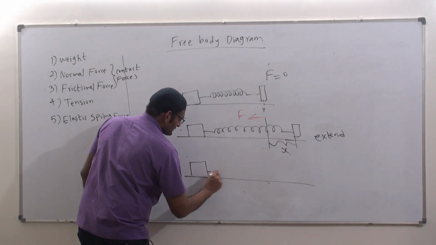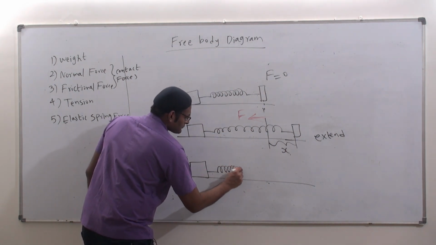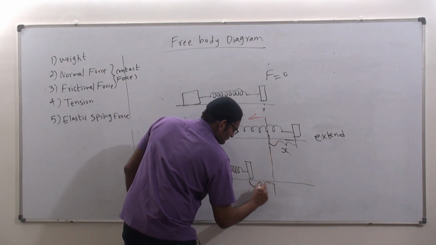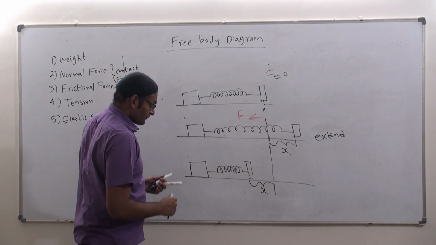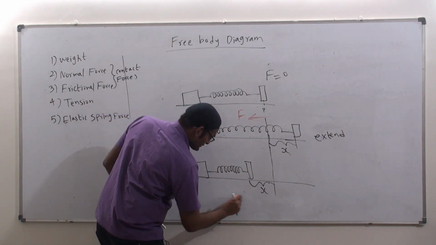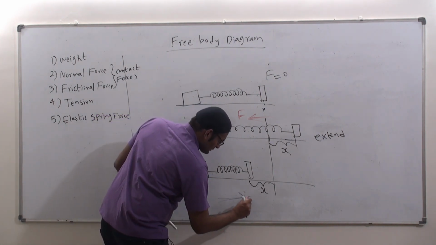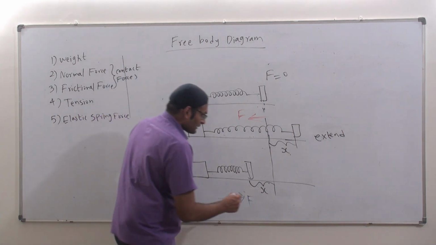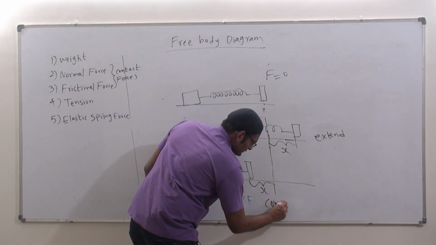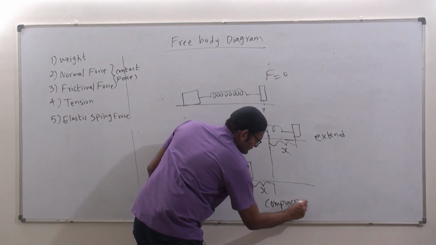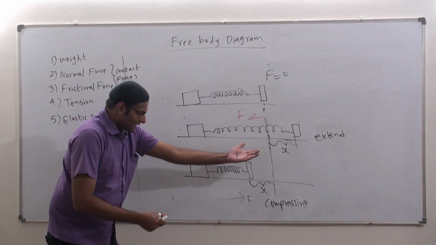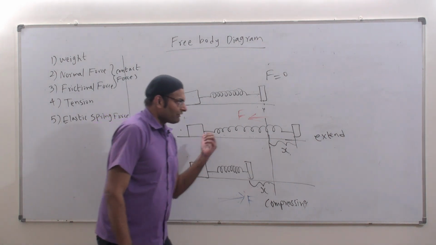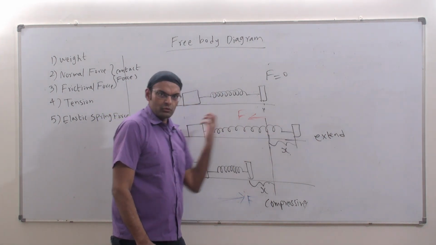In the same way, if I compress it, what happens? The spring shows a tendency to regain its original position. So when I am compressing, I am moving in this direction. The spring force moves in the opposite direction. Similarly, when I am extending, the spring force goes in the opposite direction.